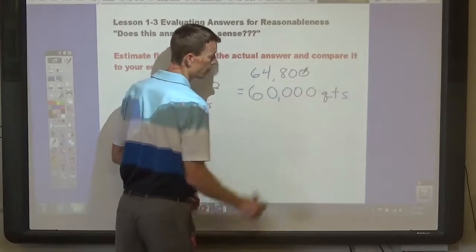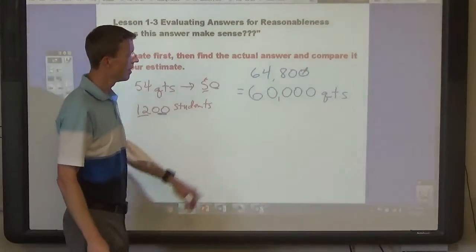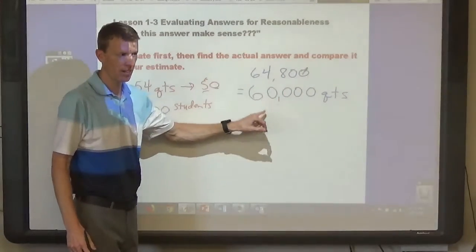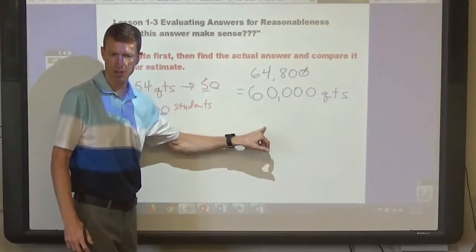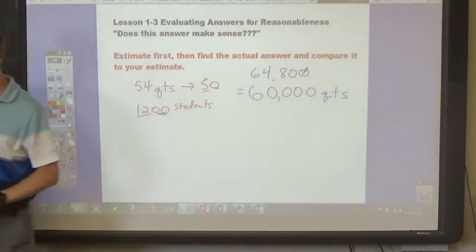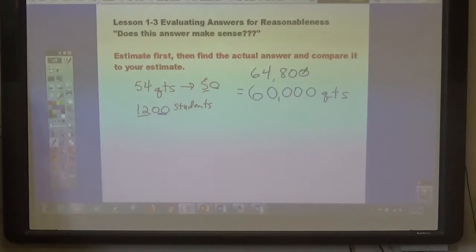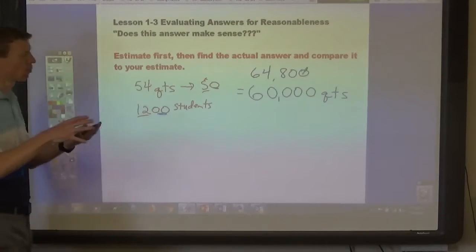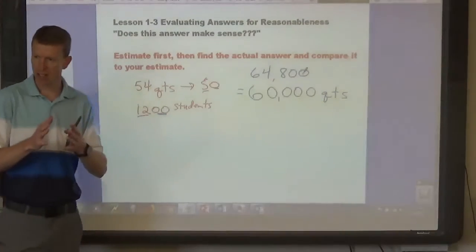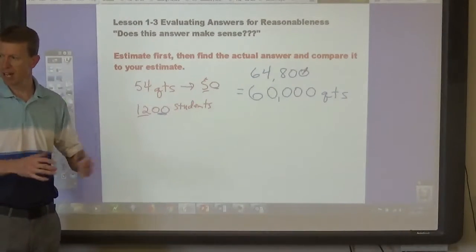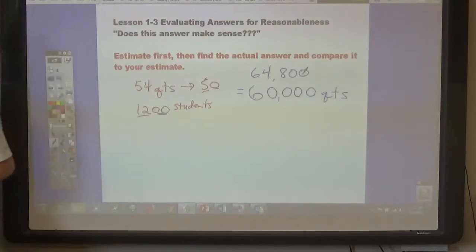64,800 is much closer to 60,000 than 10,000. So Noah must have done something wrong when he was figuring that problem out. Karen's answer is more reasonable. And that's what it means to check for reasonableness, is to check the answer based on an estimate to see if it's reasonable. Okay?